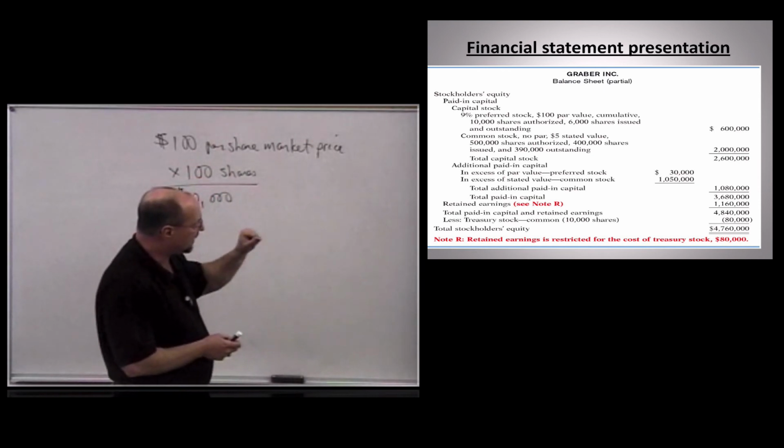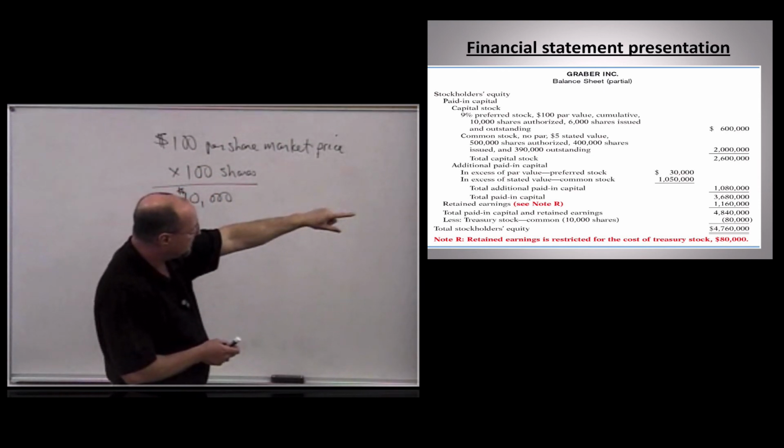So we list preferred stock. Underneath it, we have common stock. Now, let me just make a quick comment.